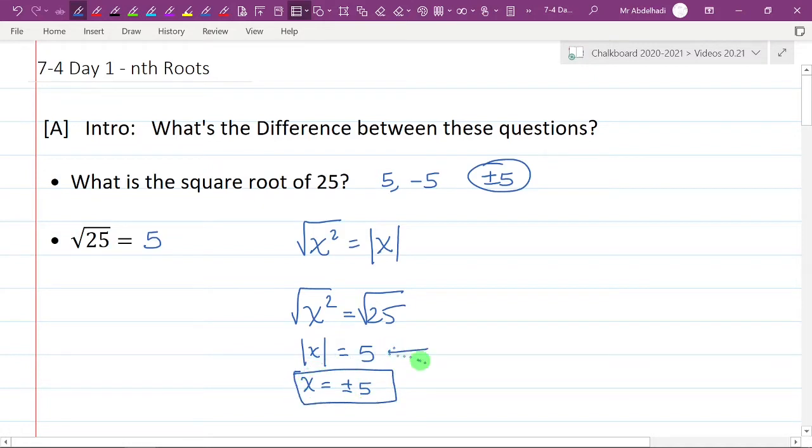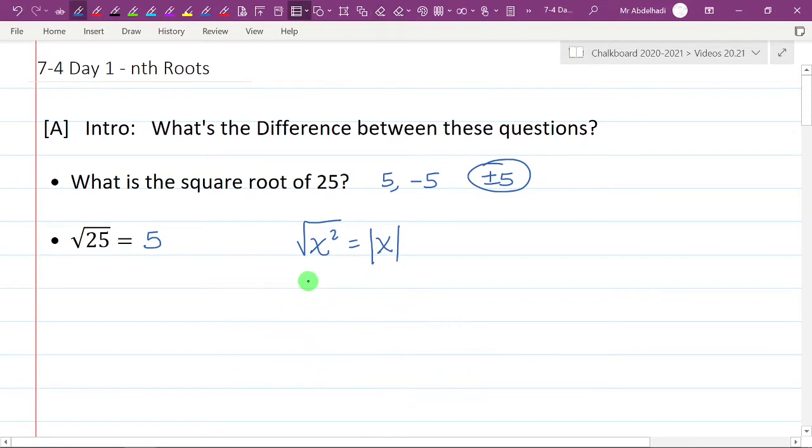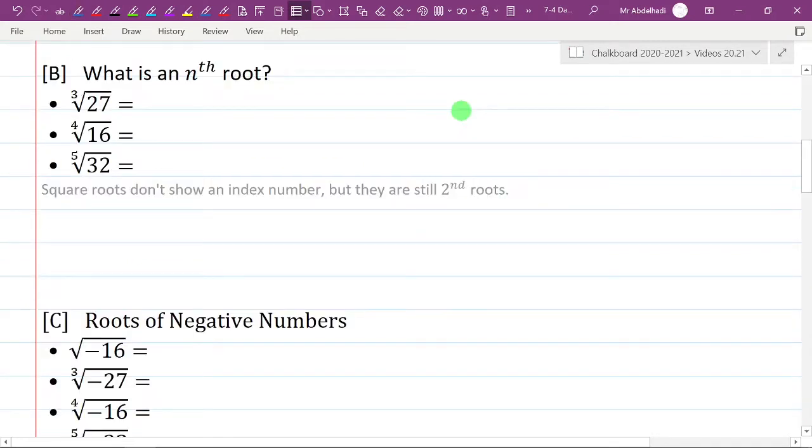But that middle step is usually not understood, and I'm making sure that you guys understand it because it does bite you in the butt later on in calculus. So let's just make sure we get this right. The difference between a square root and this radical symbol is that it is only asking you for the positive root. Okay, so now we go into nth roots.